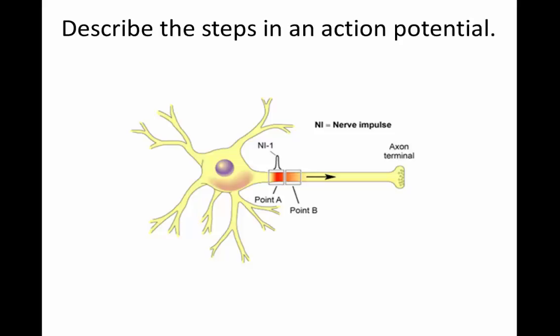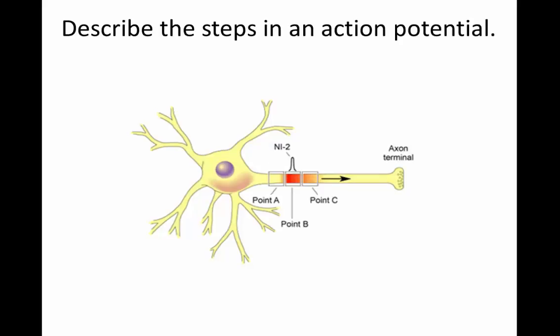Some of it is moving down to point B, and then causing some of the proteins that allow sodium to move in to actually open up at point B. Those proteins open, and then sodium moves into the axon at point B. And therefore, what happens is we have sodium now coming in that area and depolarization at point B.